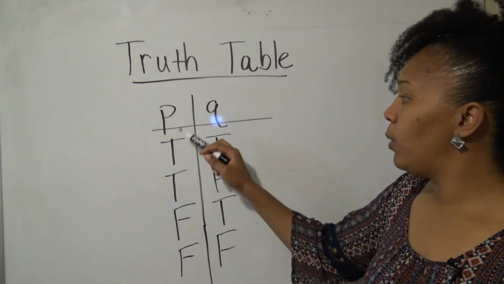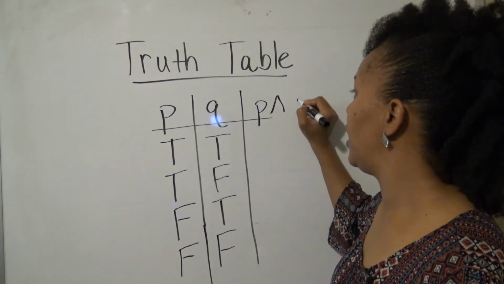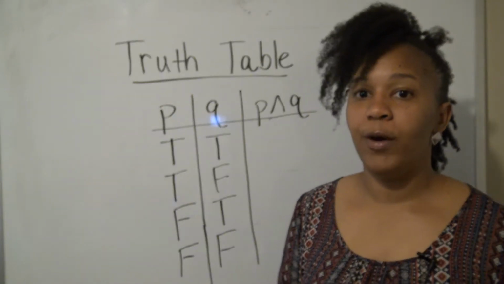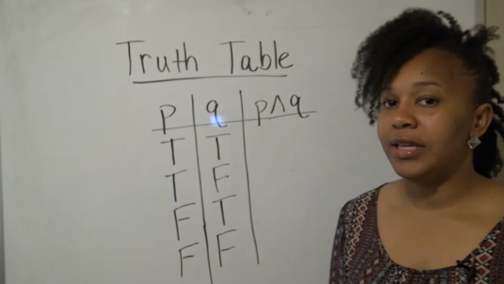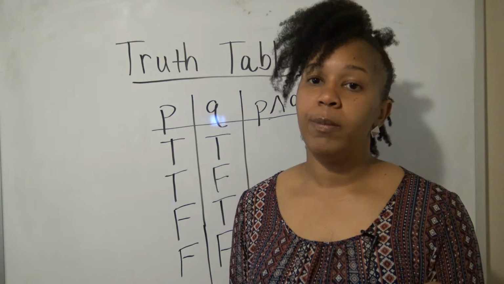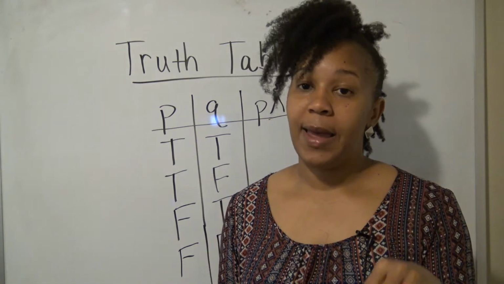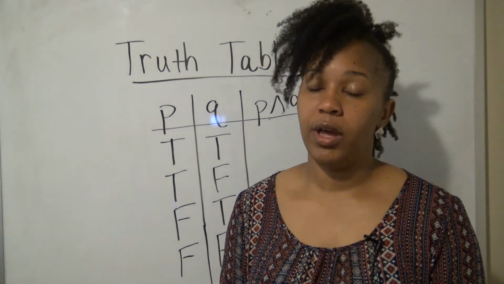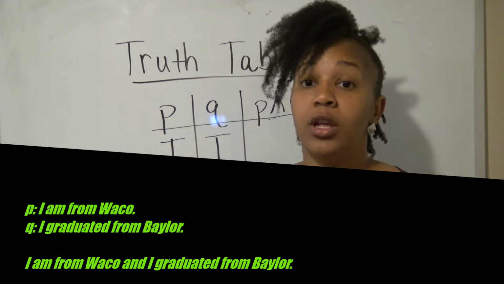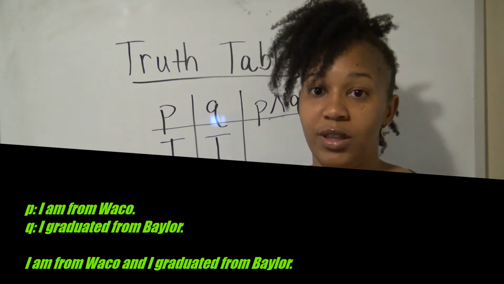And so what we want to do now is look at what happens with P and Q. Remember that the upside down V is the conjunction symbol, or the symbol for and. Now think about this. If P represents I am from Waco and Q represents I graduated from Baylor, when is that statement true? That's what we want to consider. When is the statement I'm from Waco and I graduated from Baylor true?